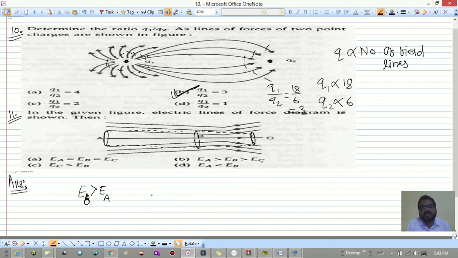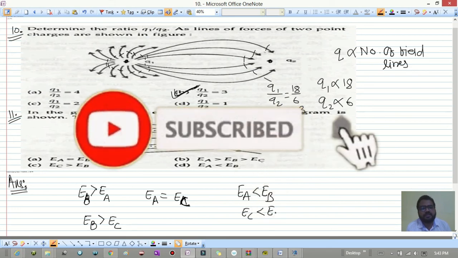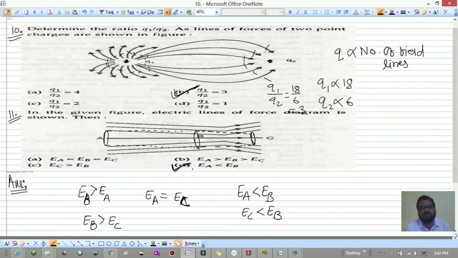So we can say that EA is equal to EC. So we can write EB is greater than EC. This indicates EA is lesser than EB and EC is lesser than EB. So over here only one option satisfies, and that is option D.